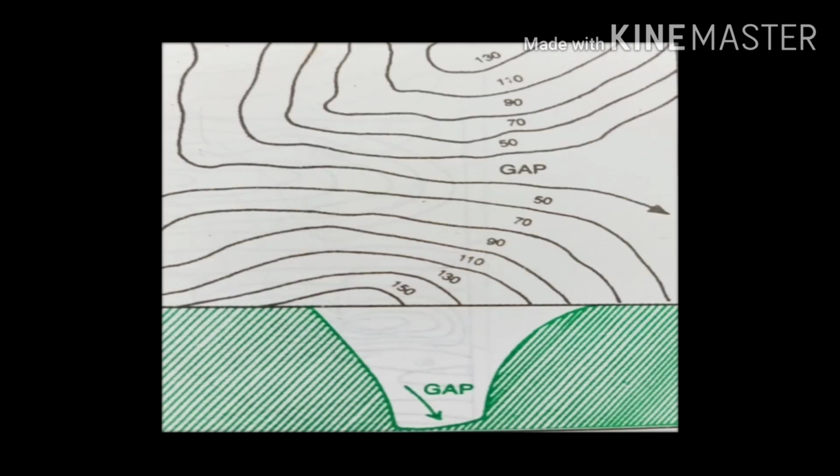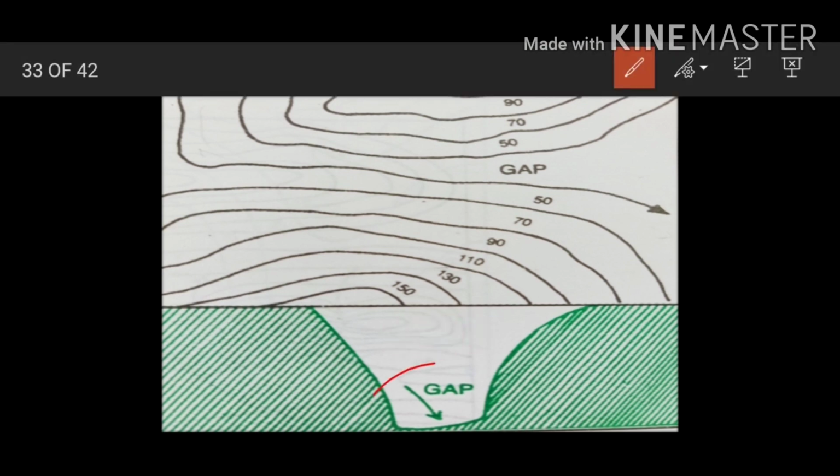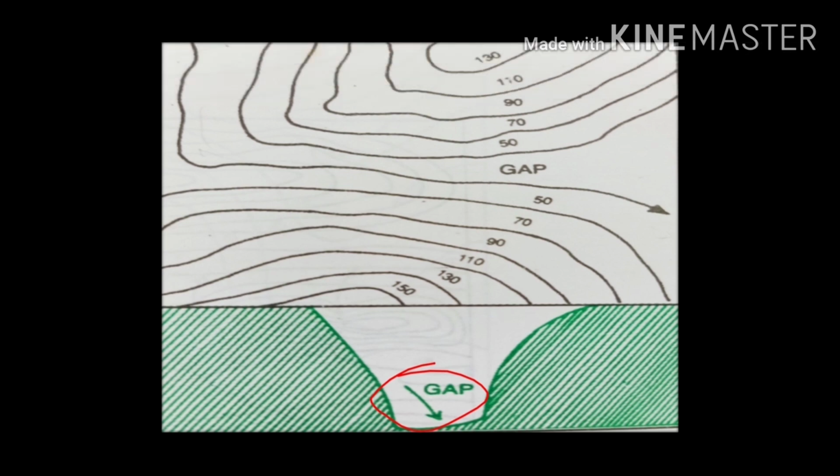Now this is a gap. If the lowering becomes very deep, if the pass becomes deeper, or if anywhere else a deeper depression is formed, then it is known as a gap, and you can see it is often occupied by a river. So you will see the river flowing along the gap. You can see the arrow indicating the flowing of a river along a gap.